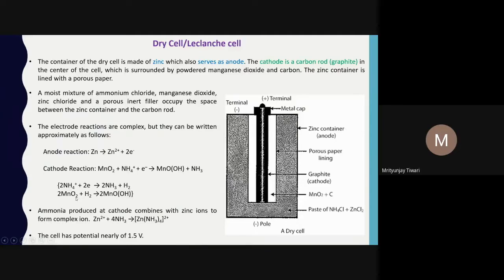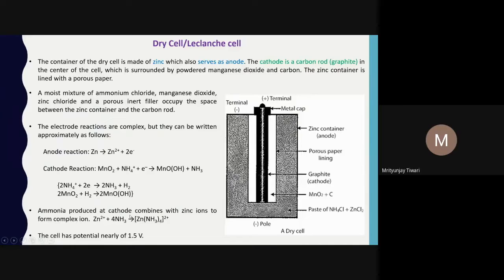Or what else you can do, you just find out the oxidation number of manganese, it is +4 here, and in this case it will be +2 from the oxide, and OH minus, +1 from this, so manganese here is in +3 oxidation state. So this is a reduction process, and in the net reaction, hydrogen will be cancelled out. So this is the net cathode reaction that we see.